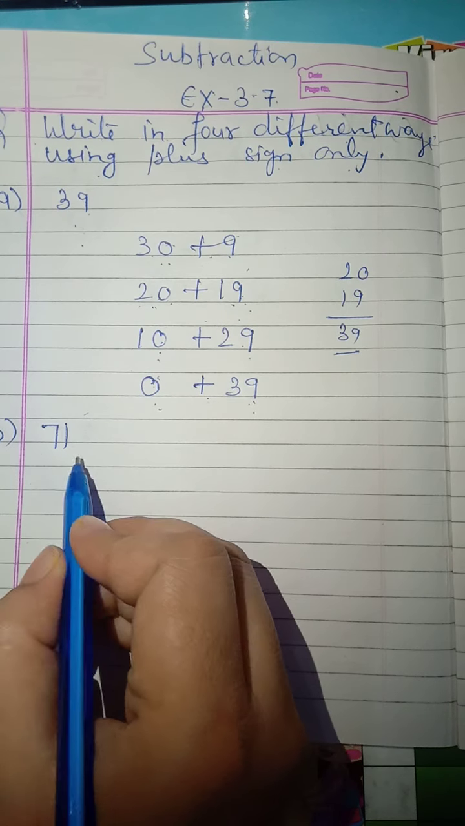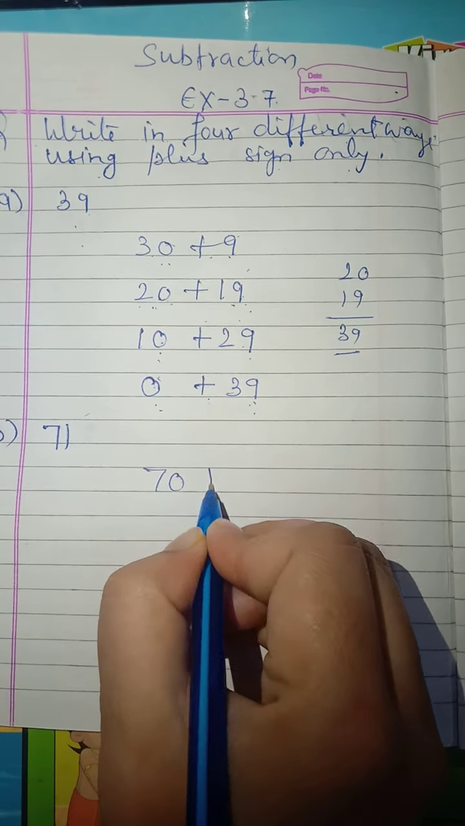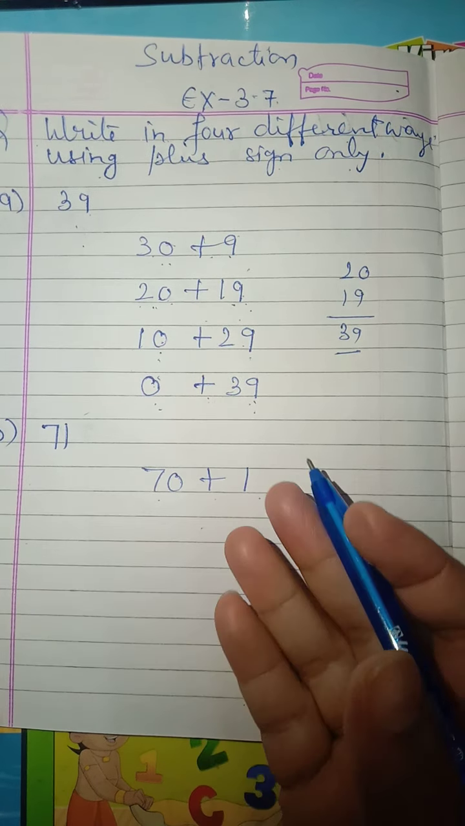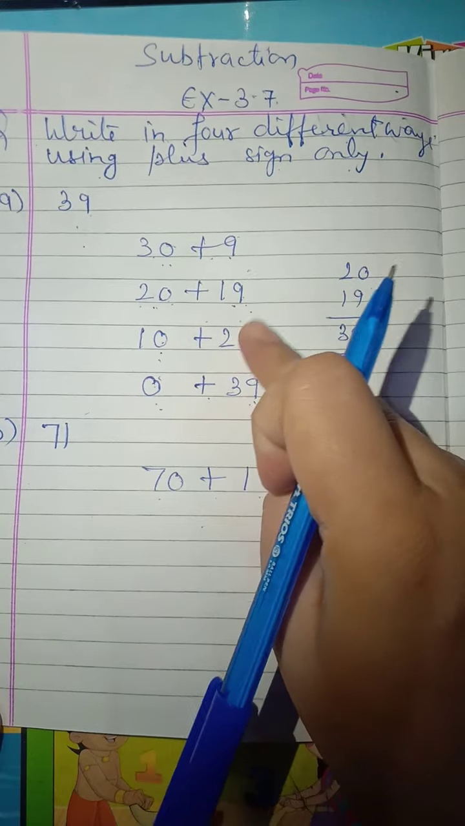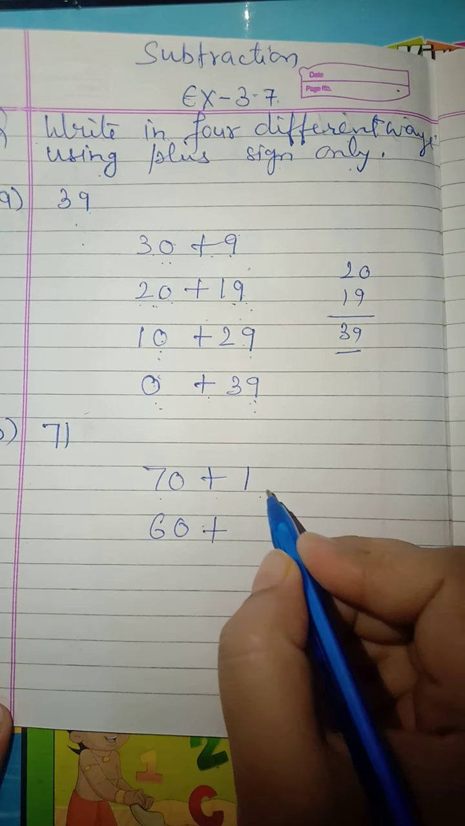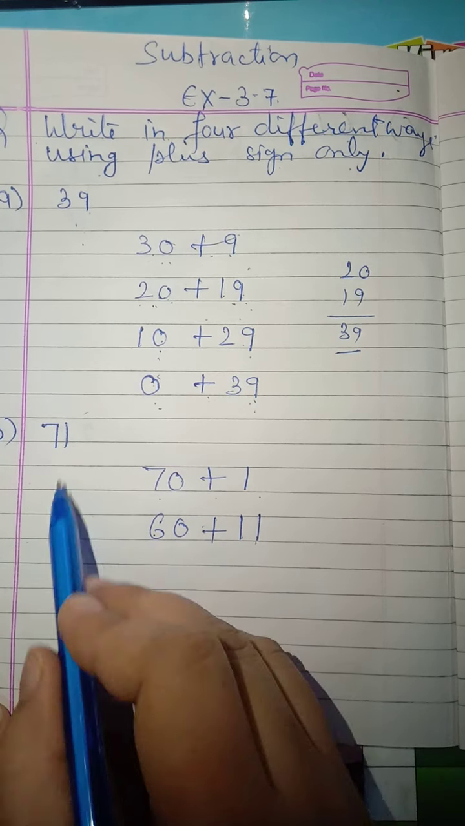Now let us move on to the second number. It is 71. Its breakup is 70 and 1, means 70 plus 1. Now let us follow the rule which we have followed here. 70 minus 10 is 60, add here 11. 60 plus 11 is 71.